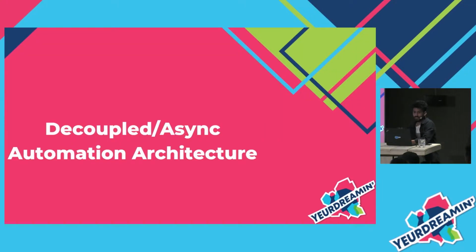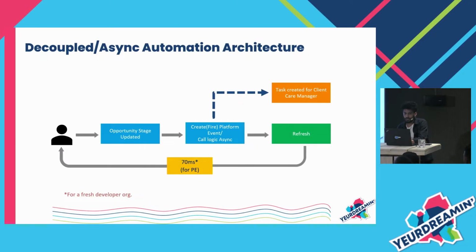So let's introduce the decoupled, or the asynchronous, automation architecture. What happens in that sense? The same use case, we could have implemented it differently. In this case, we know that the task is not for the user who is updating the opportunity, it is being assigned to someone else. So the running user would not be so concerned if the task is created. We want to create the task for the client care manager.